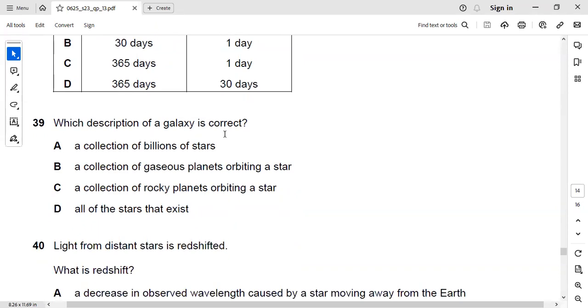Which description of a galaxy is correct? A galaxy is a collection of billions of stars. This is the right answer. It is not a collection of gaseous planets orbiting a star; that is our solar system. It consists of both gaseous and rocky planets orbiting the star, our sun. This is also wrong. All of the stars, that is also wrong. It is a collection of billions of stars. That is a galaxy.